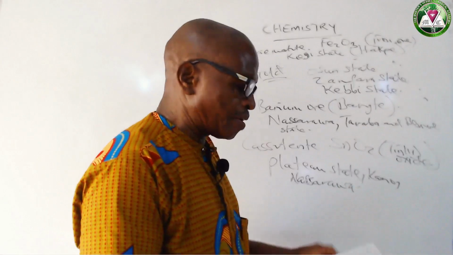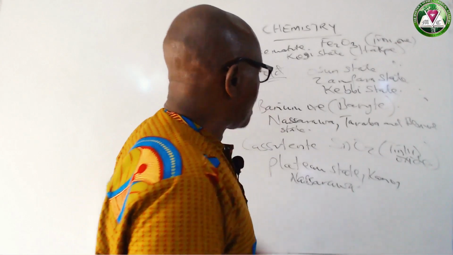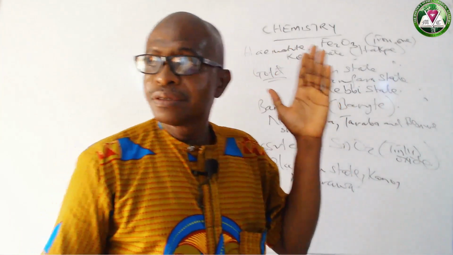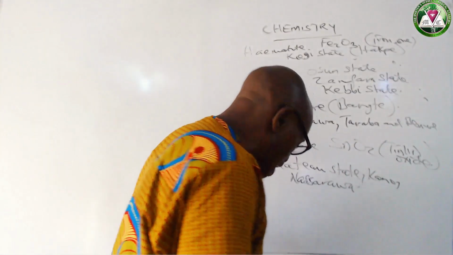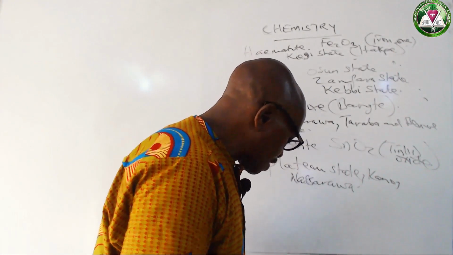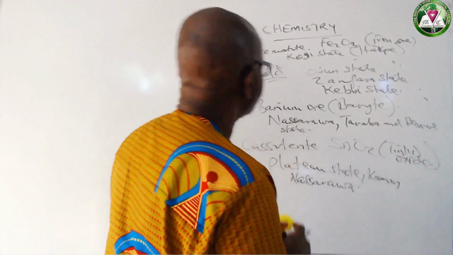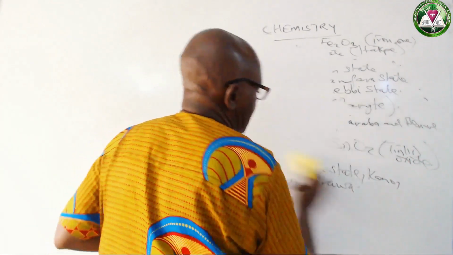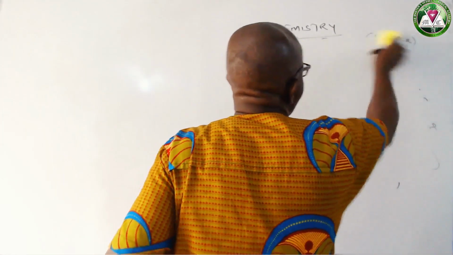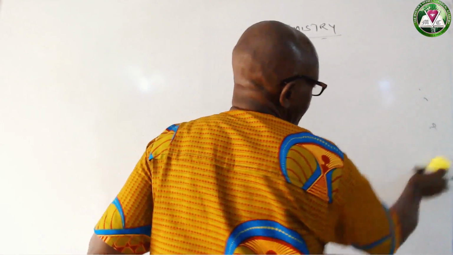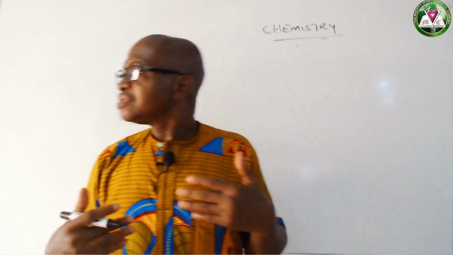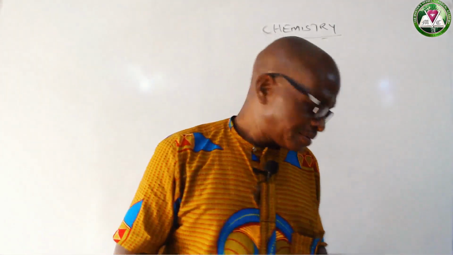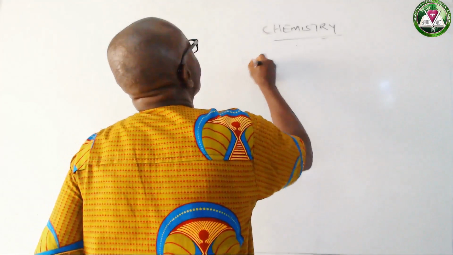We've talked about occurrence. We have seen some of these metals, the ore minerals, and the locations where they can be found. Let's now look at extraction of metals. How do we extract the metal? Because most of these ore minerals exist as compounds, except gold. Therefore, how do we now produce the metal? That brings us to extraction of metals.